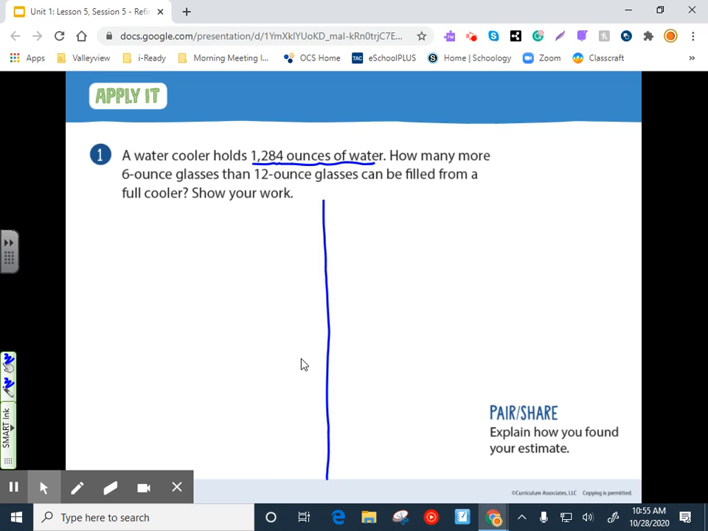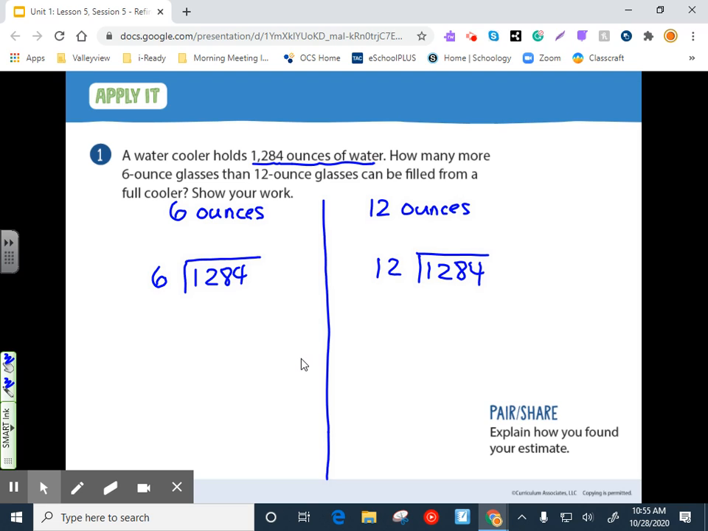Split this work area into 2 parts. Over in the left-hand side, write 6 ounces. Over here on the right, write 12 ounces. And since we know that the water cooler holds 1,248, that's what's being divided. So let's put that on both sides. The one on the left will be divided by 6 to see how many 6-ounce glasses we can get out of there. The one on the right will be divided by 12.